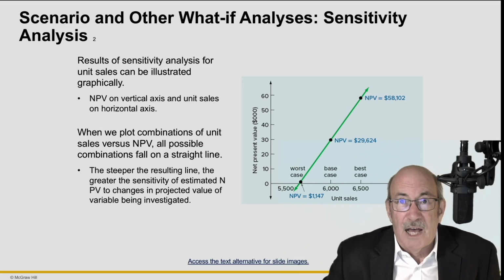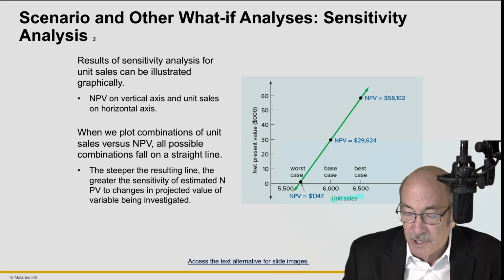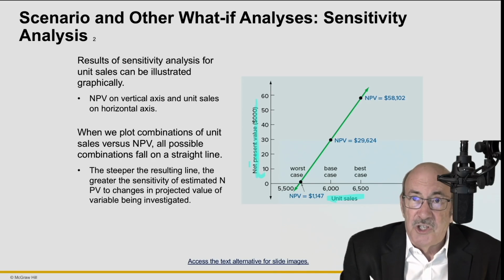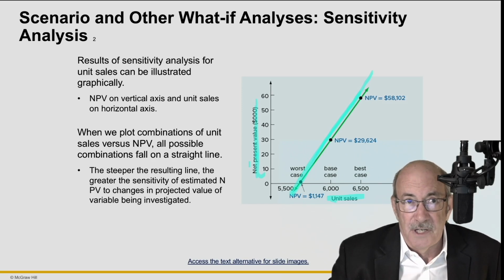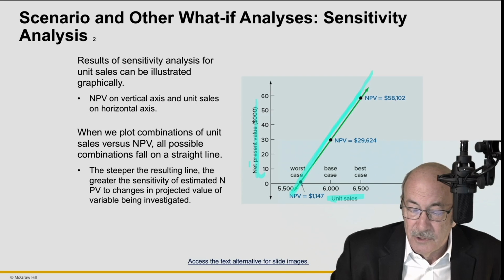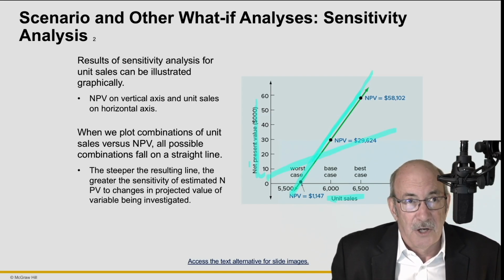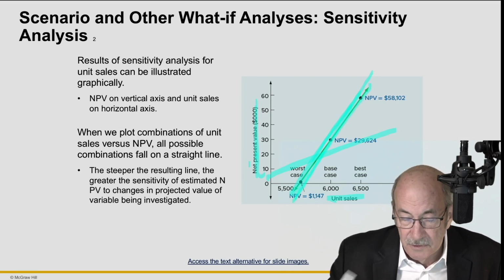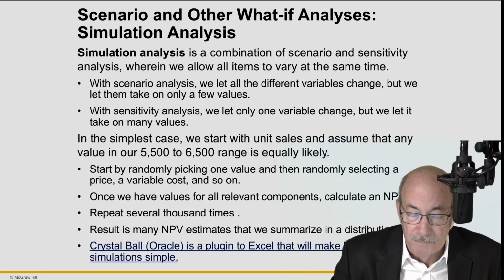Now, you can plot this on a graph. What they've done here is they've plotted unit sales on the x-axis, and NPV is on the y-axis. And the steeper the slope of this line, the more sensitive it is to a change in unit sales. So we like to see a slope more like this, where there's very little sensitivity to changes in unit sales. But the reality is that this is what we get. But it's just another way of visualizing this.